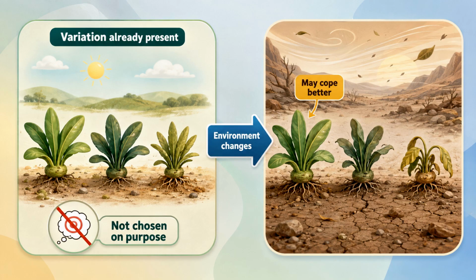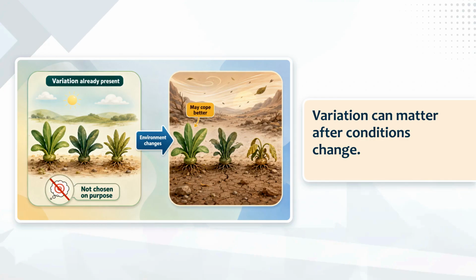The variations are already present before the environment changes. After conditions change, some variations may help individuals cope or survive better, but organisms do not intentionally create useful variations. The order in the image matters here. Variation can matter after conditions change. A helpful effect does not mean the variation was created on purpose.